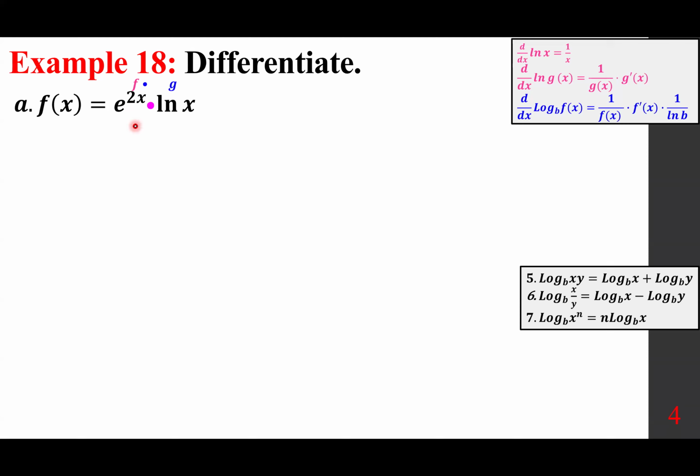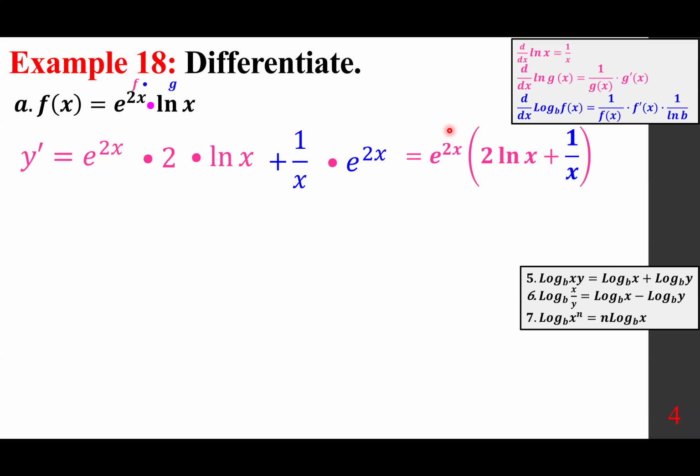F prime: the derivative of e to the power of 2x is itself times 2, because it's not just x, it's a function of x. Times ln x, plus the derivative of ln x, which is 1 over x, times e to the power of 2x. As you can see, you simply take out the common factor of e to the power of 2x, and it becomes e to the power of 2x times (2 ln x plus 1 over x).